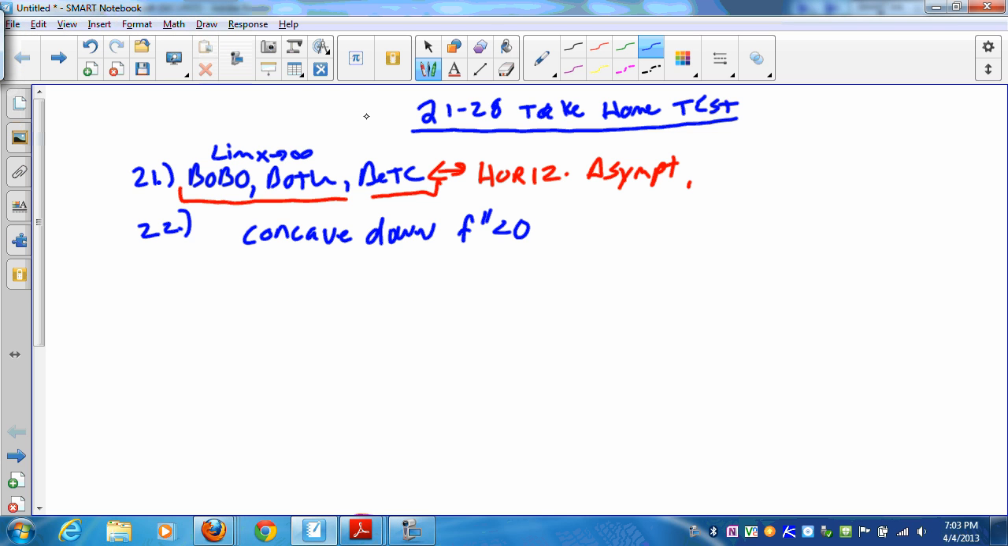Alright, let's take a look at questions 21 through 28. Number 21 is the limit as x goes to infinity. They want to know what it is, and so we look at it and determine if the exponents are bigger on bottom, bigger on top, or if they're equal to each other, and then just apply our little trick here, Bobo Batu Betsy. Another way of them asking this could be, what are the horizontal asymptotes of this?